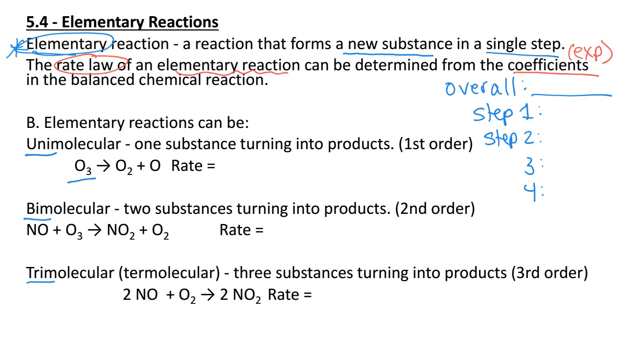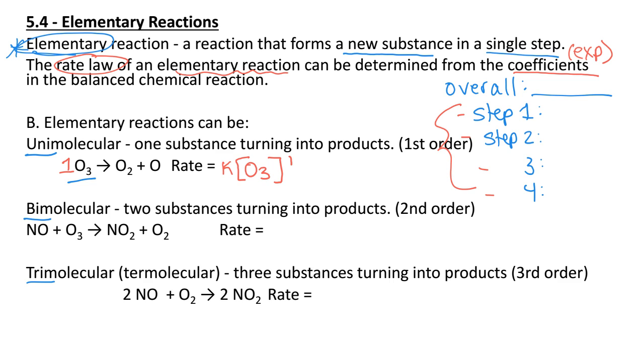So if this is my unimolecular step here, O3 gives me O2 plus O, rate is going to be equal to k times the concentration of O3. Since the coefficient is 1, my exponent here will become 1. So when we're writing rate laws for elementary steps, which are just individual steps in an overall reaction, we can take those coefficients and turn them into the exponents. That's only if you're given all of the steps of the reaction.